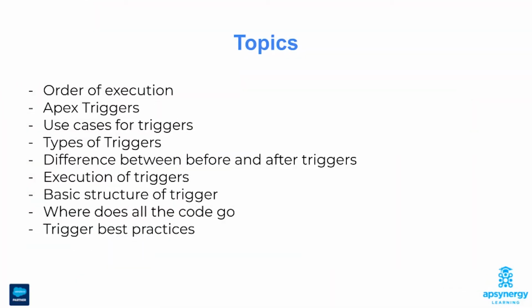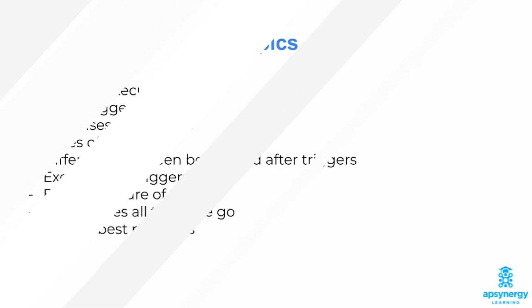Let's first talk about this topic only. That is order of execution. Once we have covered that, we will also learn about use cases for triggers, types of triggers, difference between before and after triggers, the execution of triggers, basic structure of triggers, does the code itself sit in the trigger or elsewhere, and finally, trigger best practices with some sample code snippets.